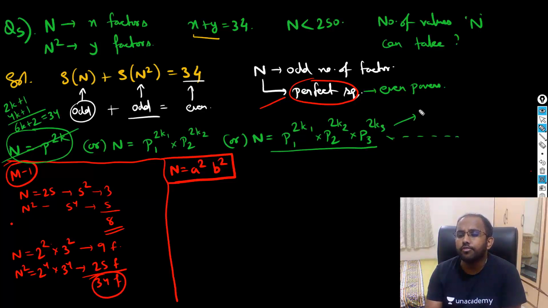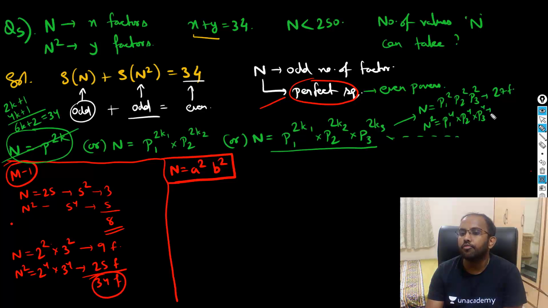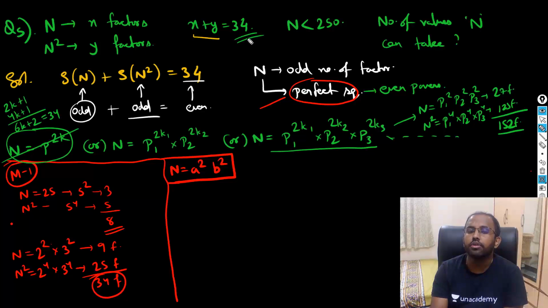Even if you take the minimum possible value, that is square here, so p1 is square, p2 is square, p3 is square. How many factors n has got? 3 into 3 into 3, 27 factors. What is n square now? p1 raised to 4, p2 raised to 4, and p3 raised to 4. That means 5 into 5 into 5, 125 factors. Total 152 factors, guys. I'm looking for just 34, not that huge number.